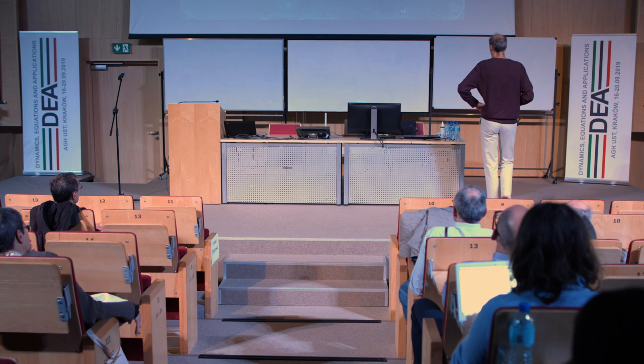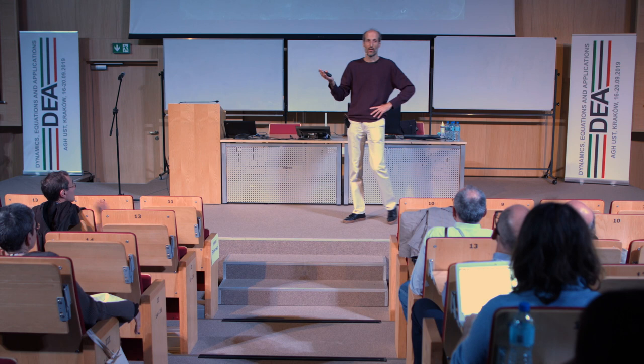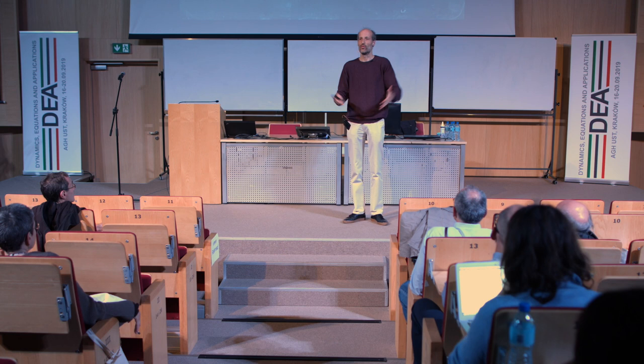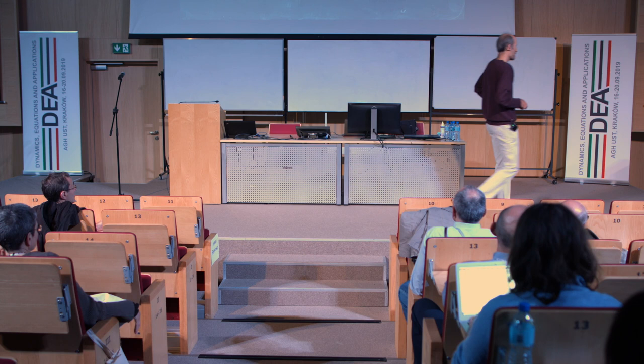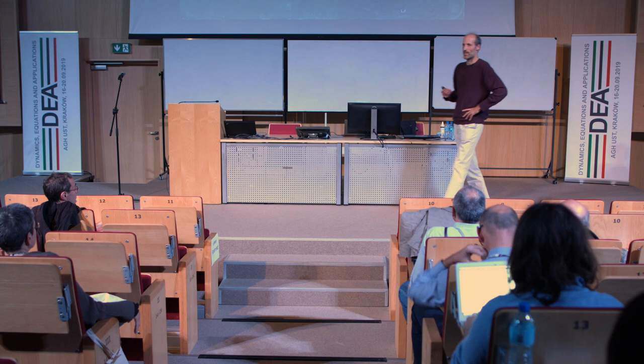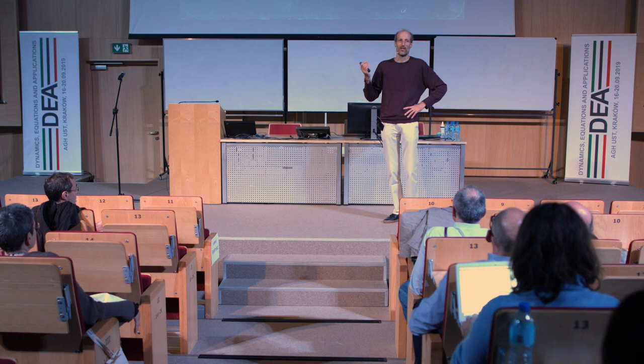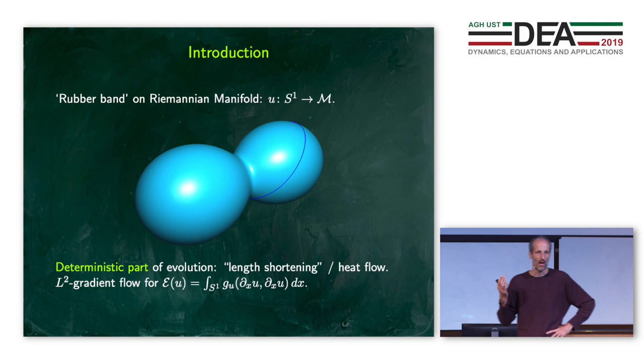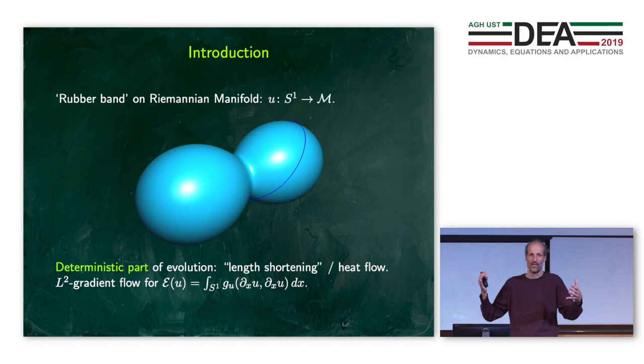With this notion of energy, there's a natural evolution that goes with it, usually called the heat flow, which is essentially just the L2 gradient flow for that energy. But if you're interested in probability, when you see an energy and a gradient flow, you think of zero temperature. What you're interested in is the finite temperature case, where you should think that there's something like a Gibbs measure, which has density e to the minus energy with respect to some sort of Lebesgue measure.